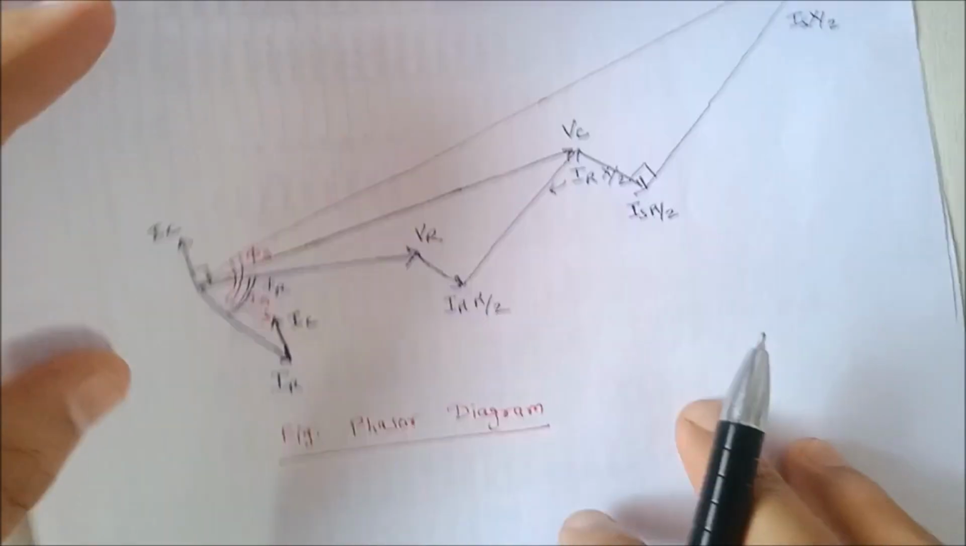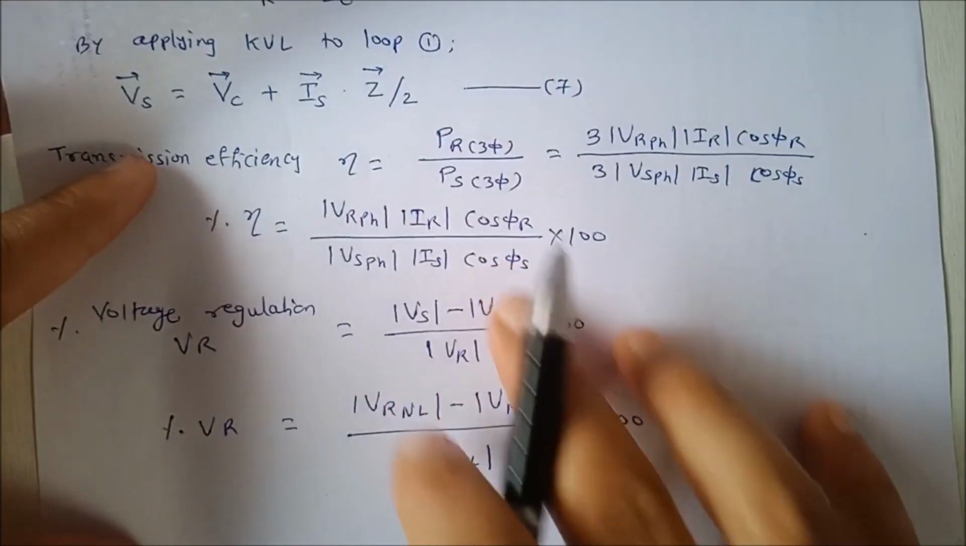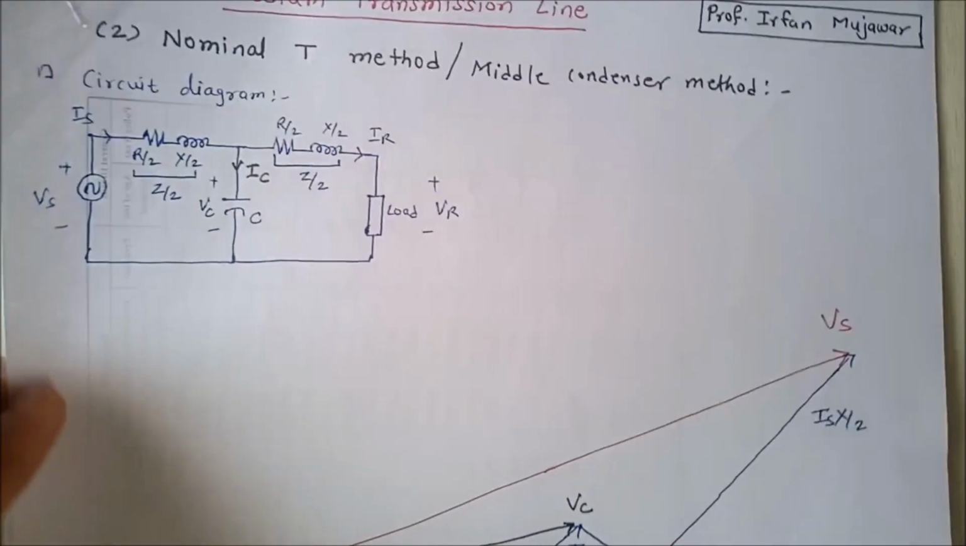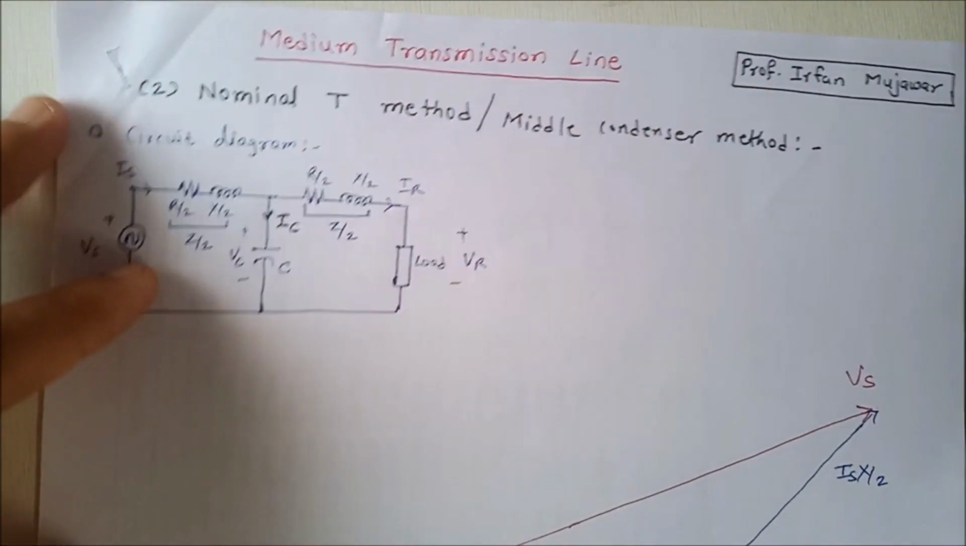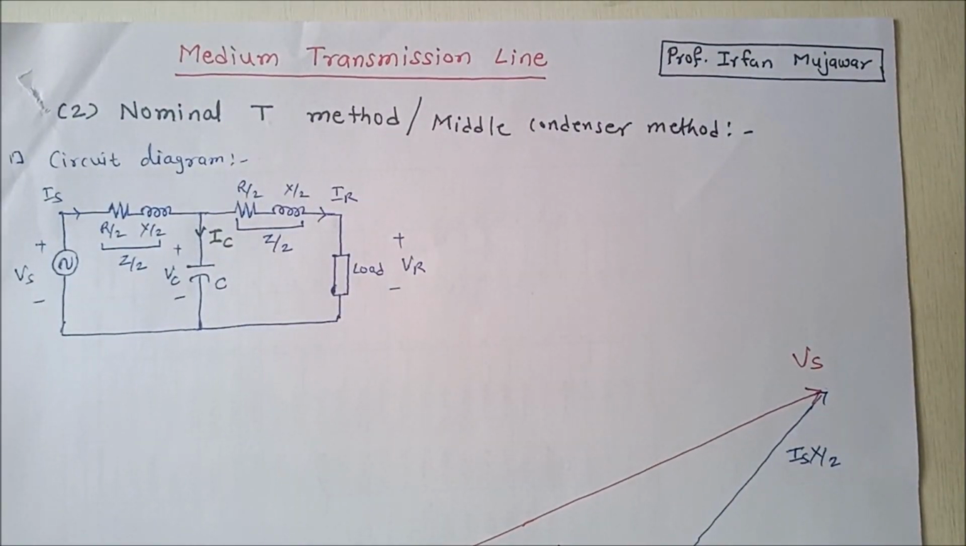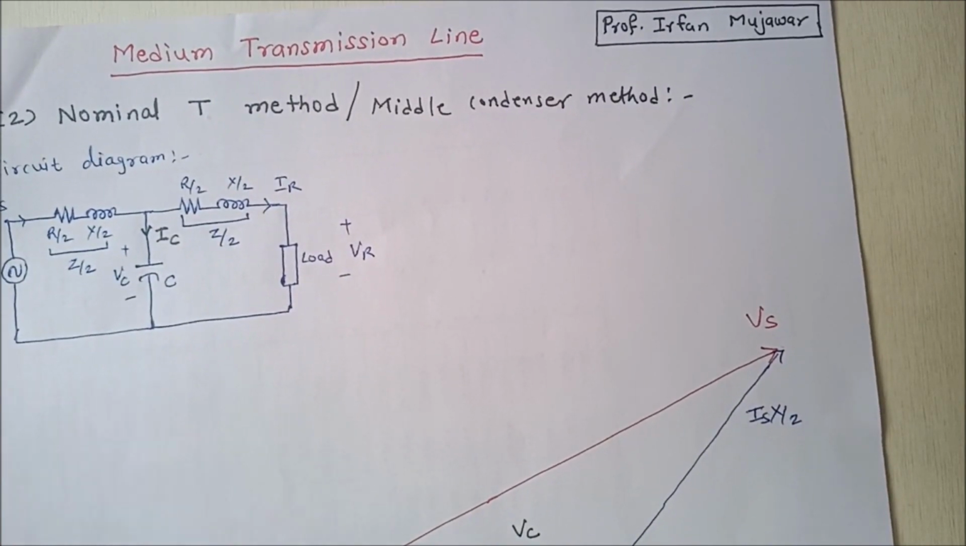We have drawn the circuit diagram, we have drawn the phasor diagram, and we have written all the equations based on them. So we can obtain the efficiency and voltage regulation for this medium transmission line using the nominal T method. I hope you have understood how to do the analysis of a medium transmission line using the nominal T method. Okay, thank you.